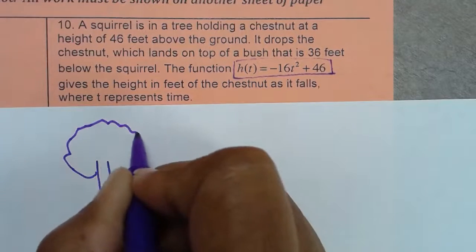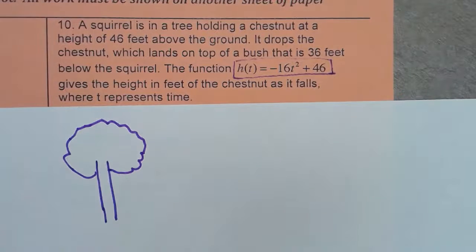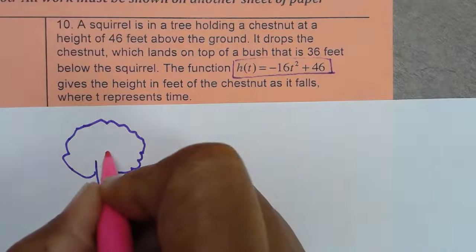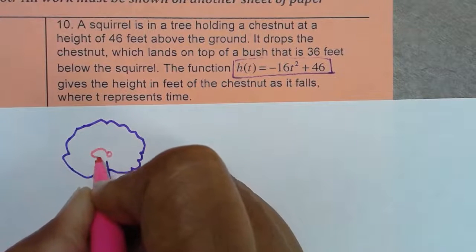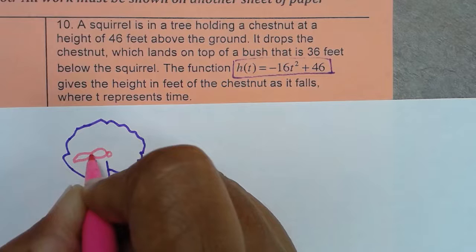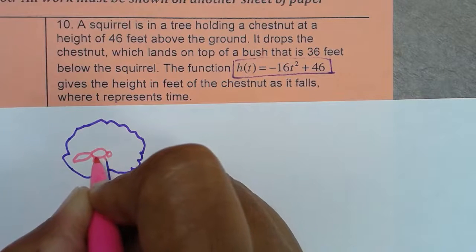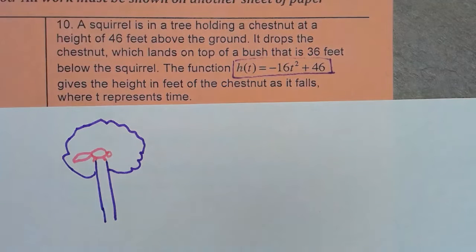I am not an artist. So there we go. There's my tree. Then we have a squirrel that's inside this tree. So I'm going to go ahead and put a little squirrel. Okay, so there's my squirrel.